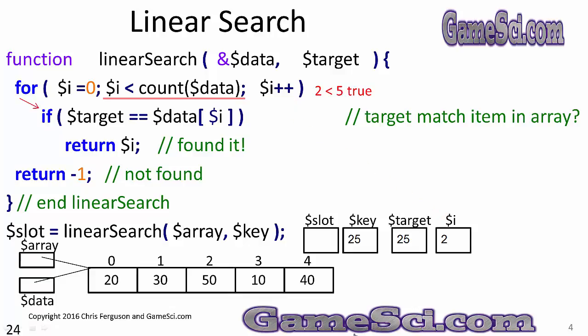$i++ goes to 2. 2 less than 5 is true. We're back to where we were last time. Does the target 25 match slot 2, which is 50? And the answer to that is false. They are not a match.